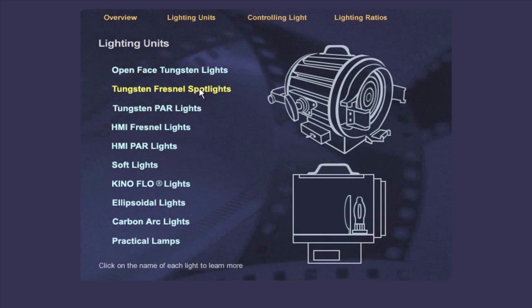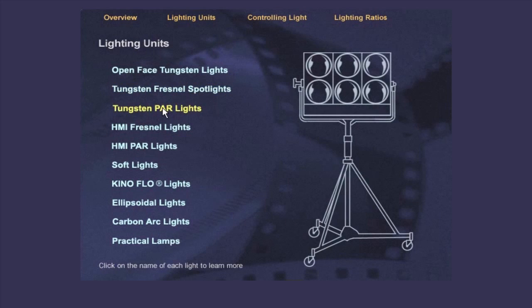Tungsten Fresnel spotlights are incandescent lights containing a stationary Fresnel lens. The bulb and hemispherical reflector can be moved farther from the Fresnel lens to a narrow beam for the spot position, or closer to the lens for the flood position, which illuminates a wider area. These spotlights range from 100 watts to 20 kilowatts.